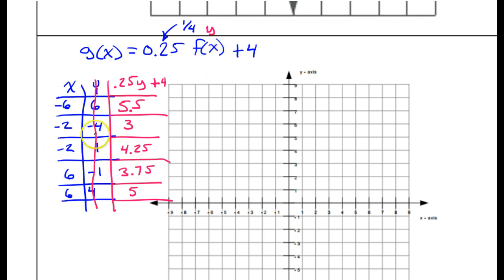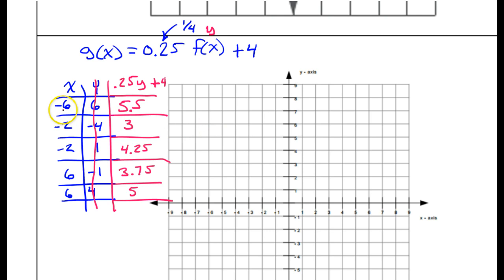Okay, nothing is happening to the x values. We just had a vertical compression and a vertical shift. Nothing horizontal is happening, so none of the x values will change. So these will be the coordinates of the critical values after these transformations. So I'm just going to plot them.